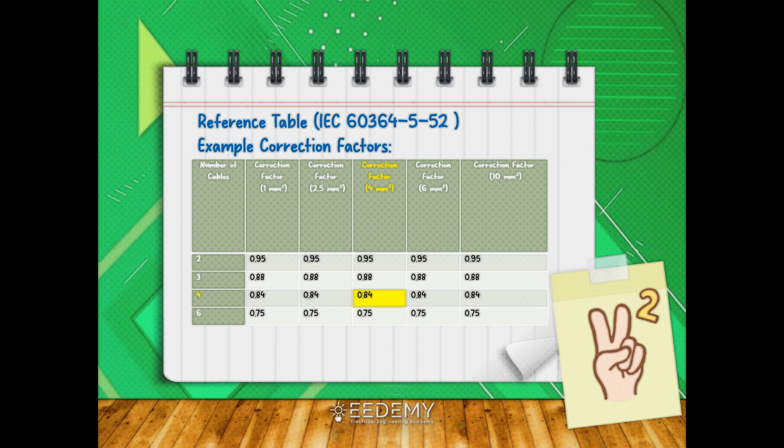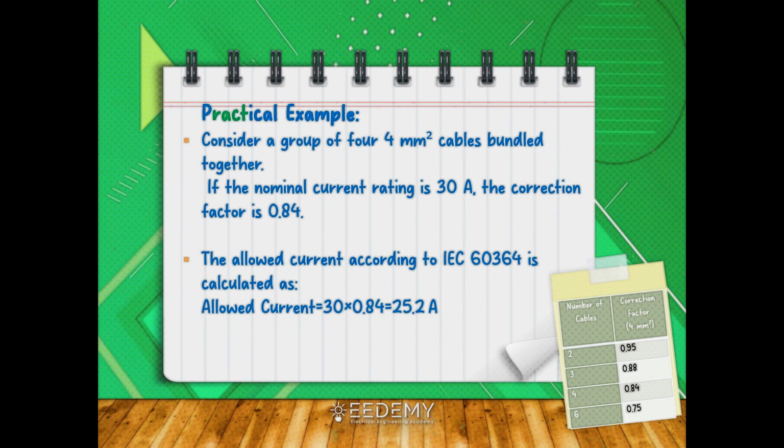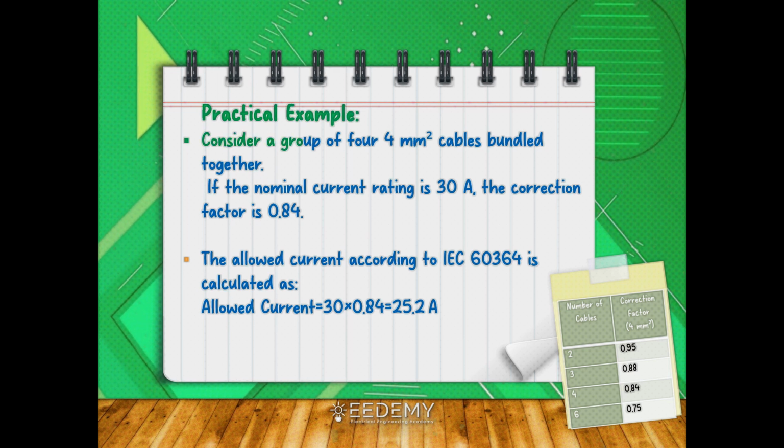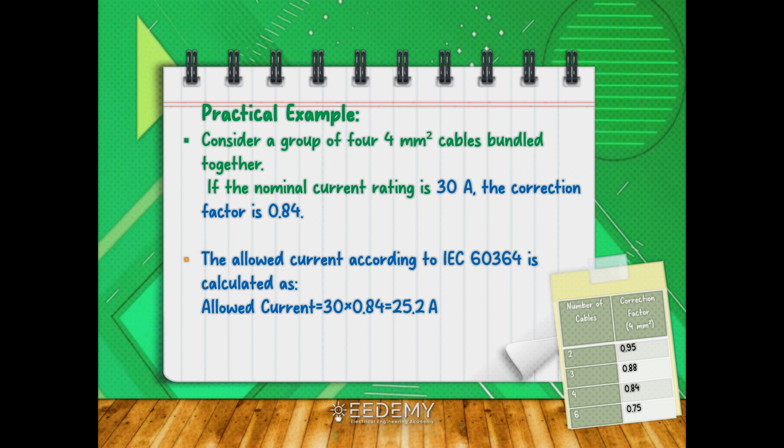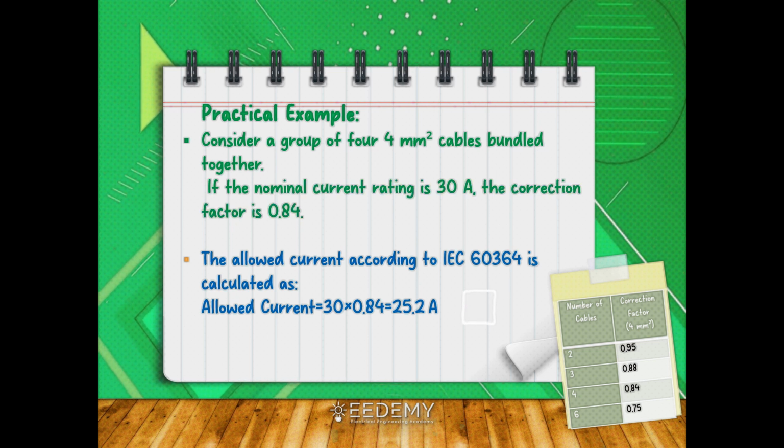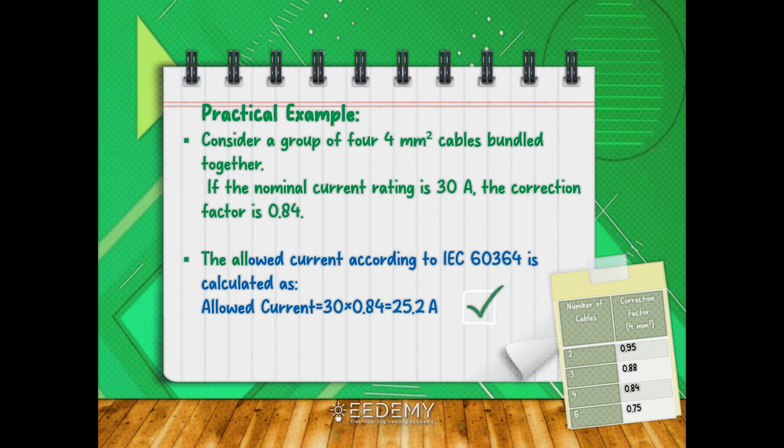Practical example, consider a group of 4 cables of 4 mm² bundled together. If the nominal current rating is 30 amps, the correction factor is 0.84. The allowed current is calculated as 30 × 0.84 = 25.2 amps.